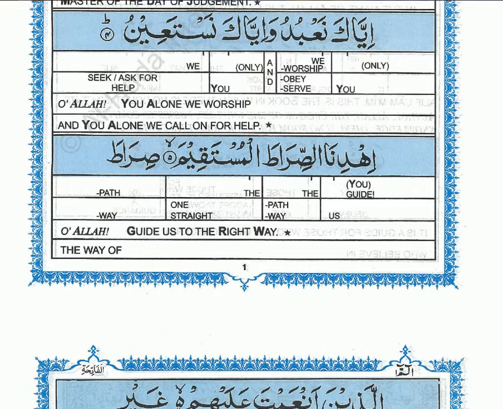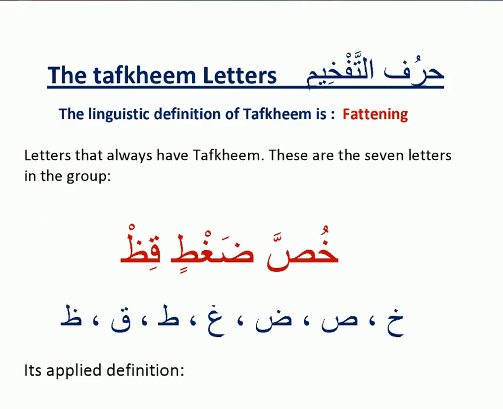You need to connect na and sad, right? Because sad has a tashdid on it. So you need to make sure you say ihdinas, right? And then we also learned, because there were two tafkhim letters there, actually three maybe in this ayah, that we need to recognize and see the tafkhim letters, which are basically the letters that we pronounce with a full mouth, right?